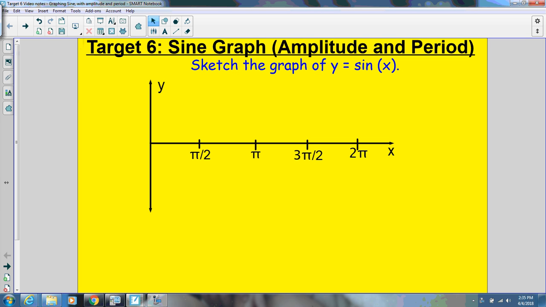Okay, so today we're going to be looking at target 6. We are going to be graphing the sine graph, and we're going to be changing the amplitude and the period. So first we have to remember just the parent function of the sine graph.